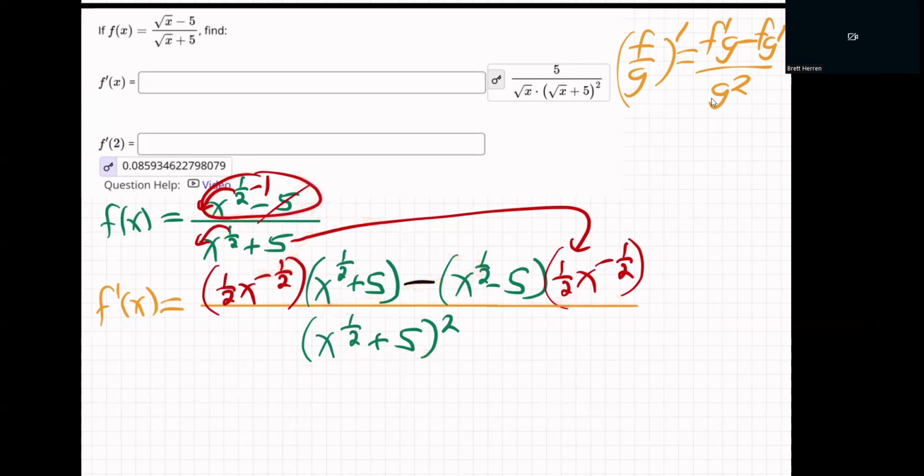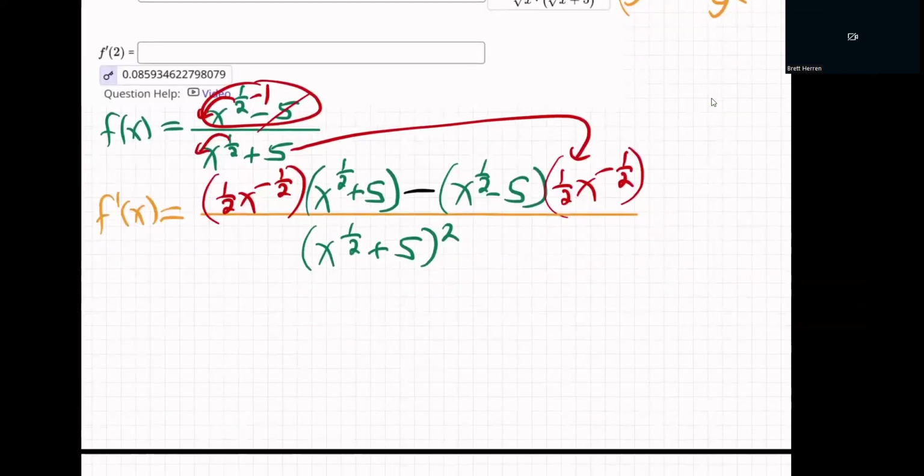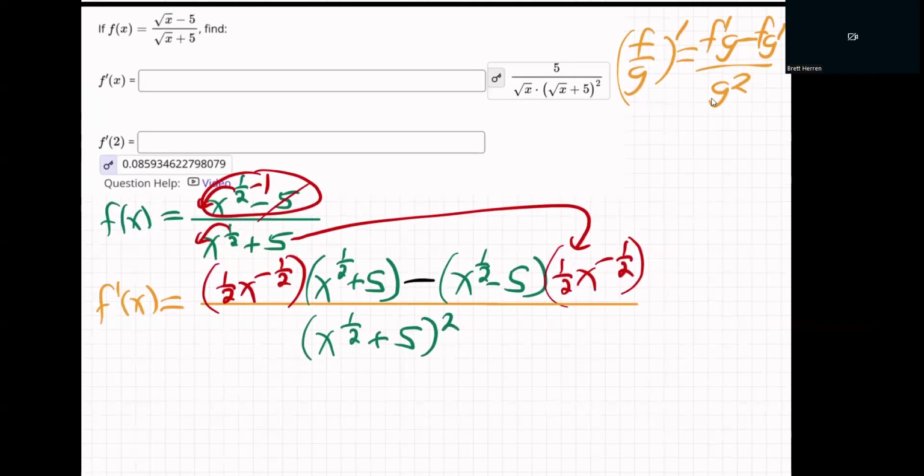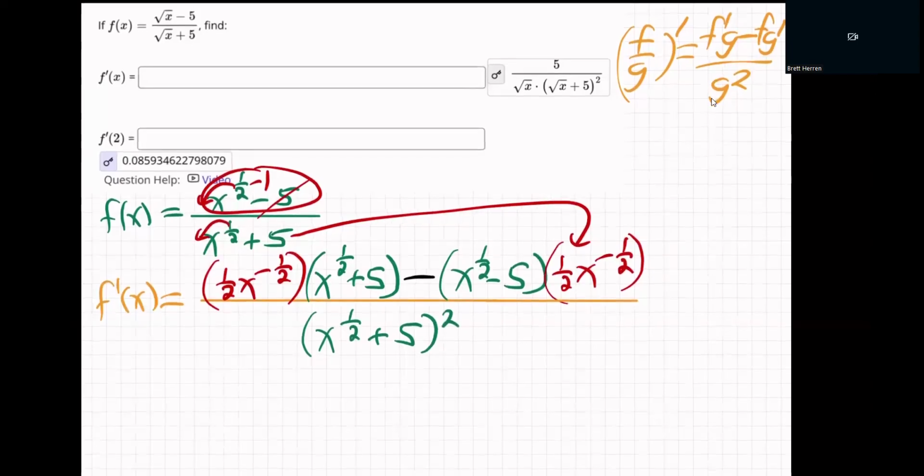Okay, now we got to clean that up a little bit. So how do we do that? It's a little ugly, isn't it? What should I do? Should I do? Um, well, I'm thinking about my options here.